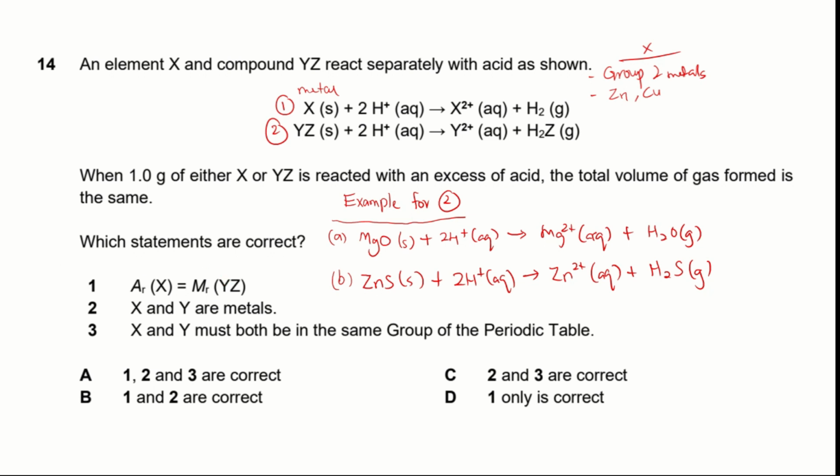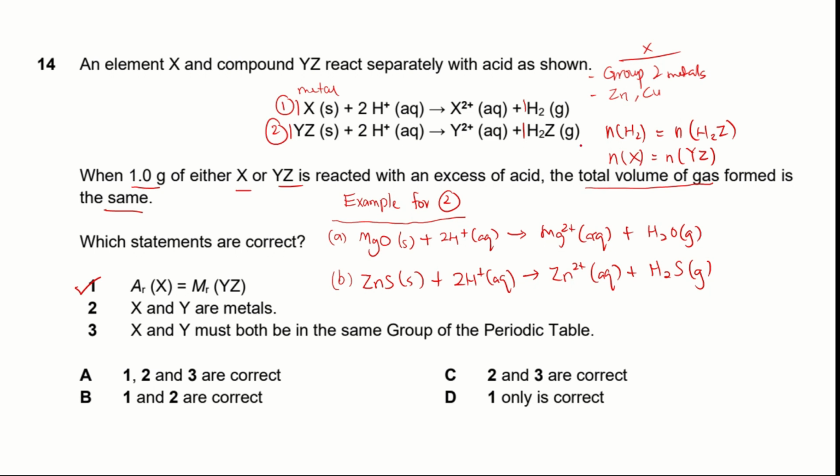This statement is correct. The reason is because in the question they say when 1 gram of X or YZ is reacted with acid, the total volume of gas formed is the same. If H2 and H2Z have the same volume, their number of moles will be the same. From both the equations, 1 mole of X will form 1 mole of hydrogen gas, 1 mole of YZ will form 1 mole of H2Z gas. So that means the number of mole of X will be the same as the number of mole of YZ.